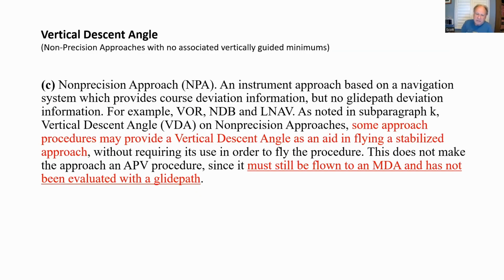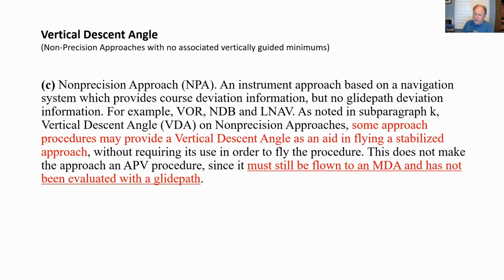So let's talk about that vertical descent angle a little bit. So vertical descent angle is only appropriate on non-precision approaches. So this is specifically what we're talking about here. And you'll notice in the red that for the vertical descent angle on non-precision approaches, some approach procedures may provide a VDA as an aid in flying a stabilized approach without requiring its use in order to fly the procedure. This does not make the approach an APV procedure, which is a precision approach, since it must still be flown to an MDA and has not been evaluated with a glide path.